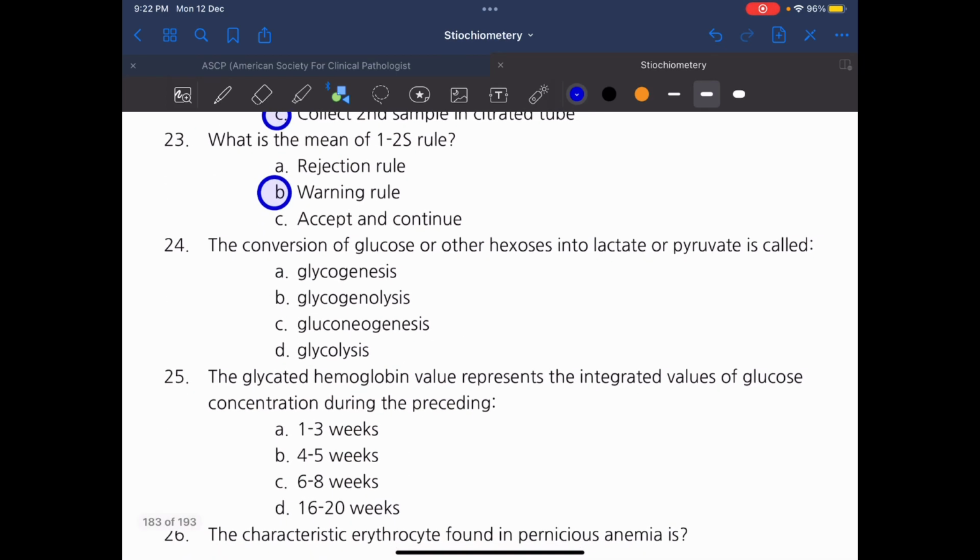Question number 24. The conversion of glucose or other hexose into lactate or pyruvate is called glucogenesis, glycogenolysis, gluconeogenesis, or glycolysis. Conversion of glucose or other hexose to lactate and pyruvate is called glycolysis. So D is correct.